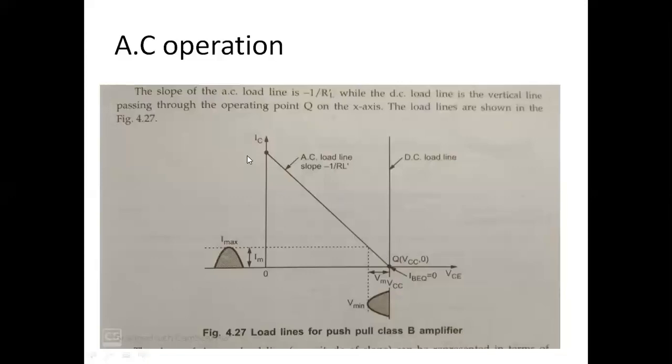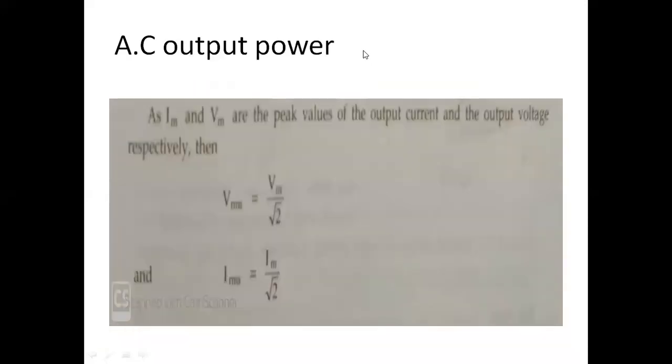Okay, and if you draw the DC load line and AC load line, here we can get some intersection point, or operating point, on the x-axis. Depending on the x-axis, we have some signals at the output. This is the voltage output and this is the current output. In order to find the output power, we are finding the power in terms of RMS, that is AC voltage. Here we are applying an AC signal. AC voltage means VRMS, and VRMS is equal to Vm by root 2. We know the formula. Similarly, RMS current is Im by root 2.